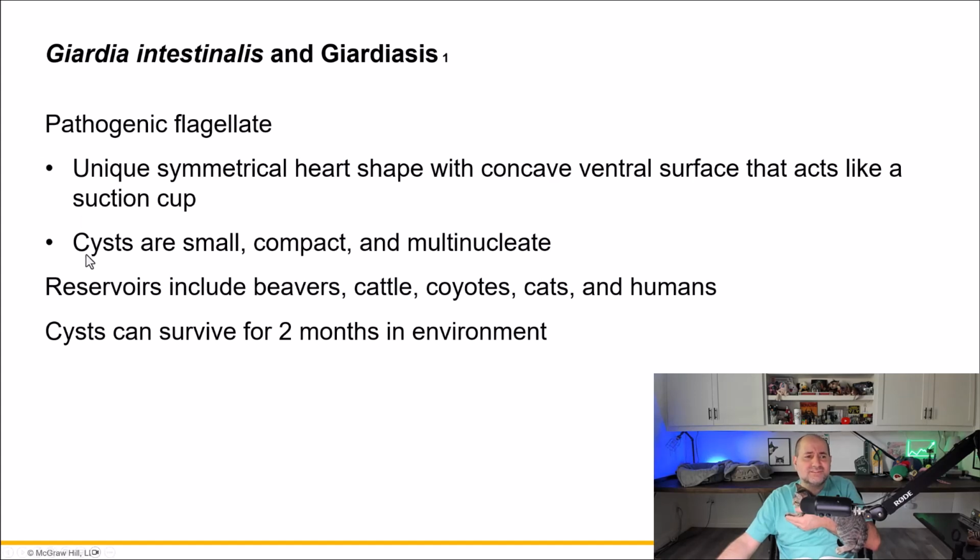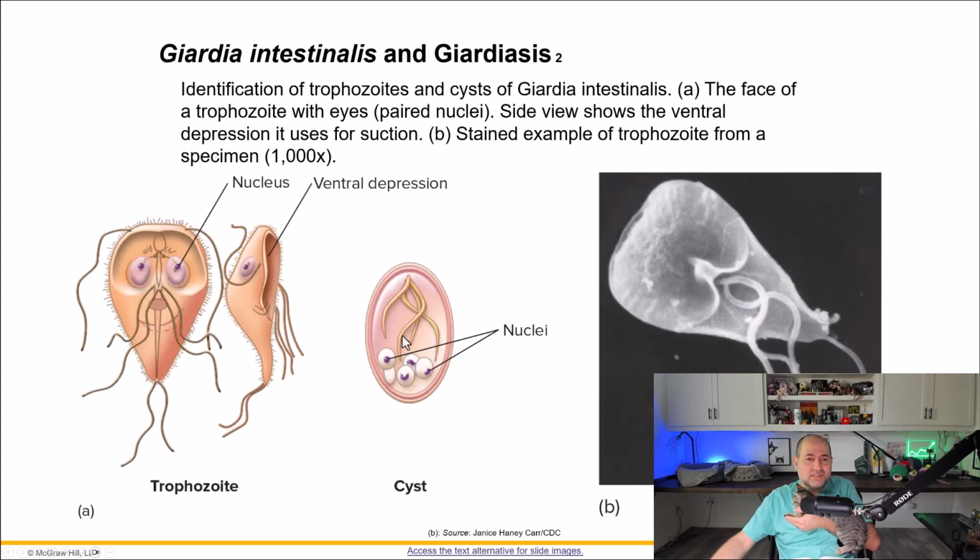It can form cysts. The cysts are small and compact and multinucleate. That means they have multiple nuclei. The reservoirs include beavers, cattle, coyotes, cats, and humans. The cysts can survive for 2 months in the environment. Here you can see what I was talking about, these cute little cells. They look like they have 2 little eyeballs, but those are the nuclei. There's 2 nuclei.